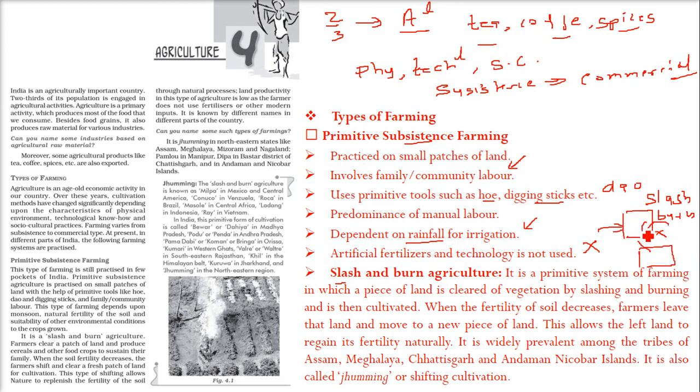So because the first one has been left, they have gone to the second one. When this first one is left, this allows it to regain the fertility naturally, because the remnant or ash of the burnt vegetation is already there. And this is mainly widely prevalent among the tribes of Assam, Meghalaya, Chhattisgarh, Andaman Nicobar Islands. This is also called with different names in different places, called normally as Jhooming or shifting cultivation.